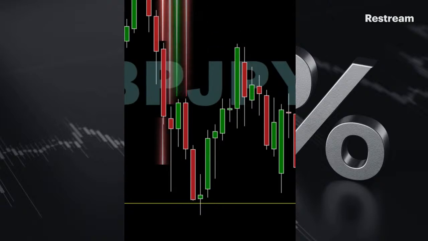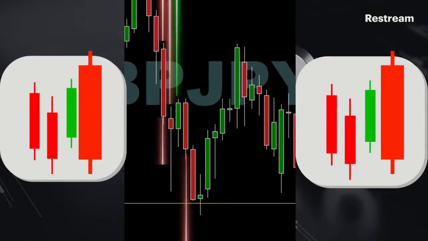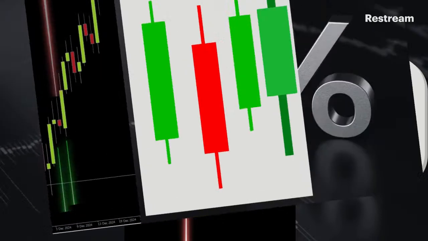Real trade examples. Here's a real example on GBP/JPY. On February 18, 2025, we had red, red, green, so we expected the next candle to be red. As you can see, the next day was a bearish candle, confirming our projection.